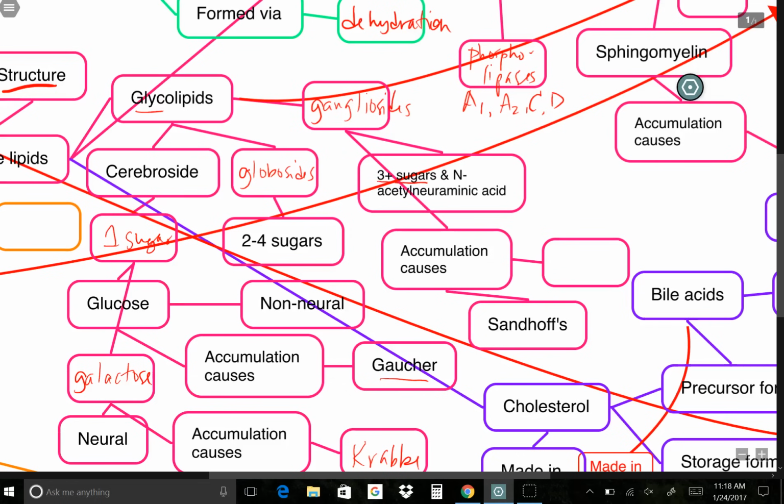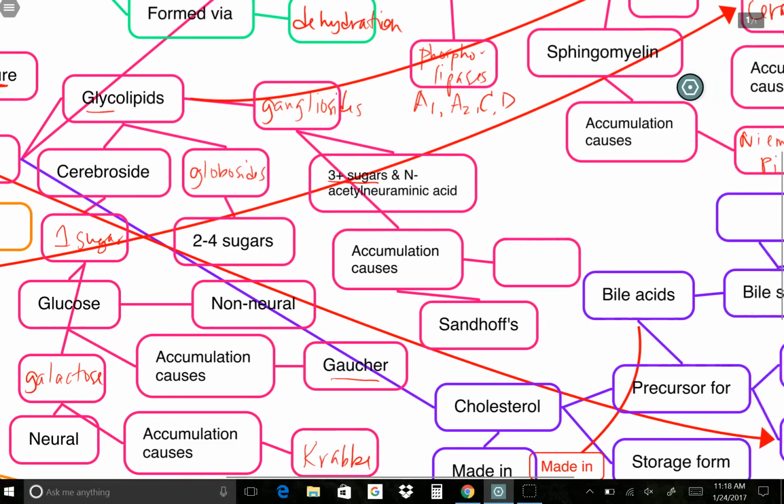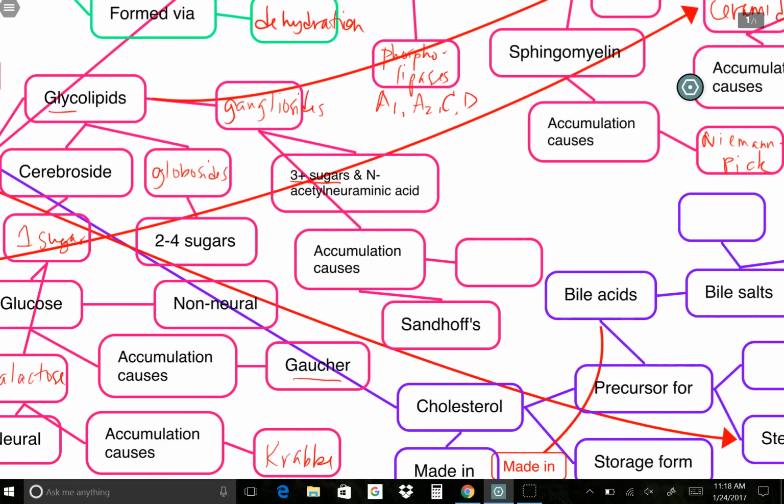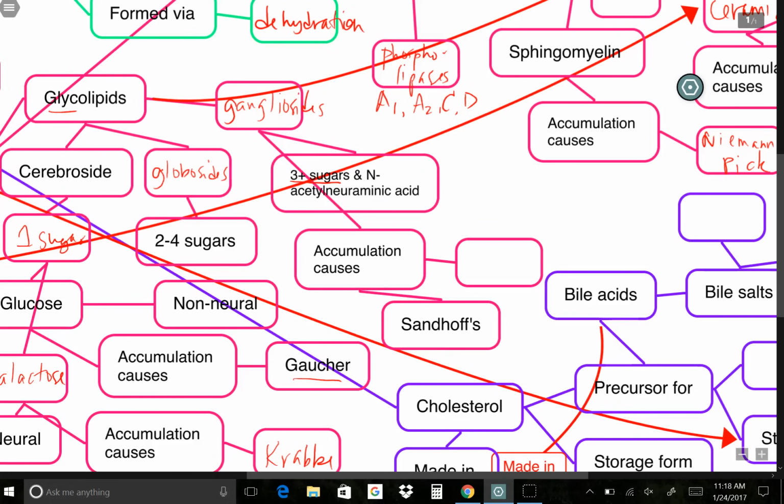Now the types of sugars that we have in there and the pattern that they're attached in will give you different gangliosides. So we'll have different disorders related to which ones will accumulate. So we have accumulation of one type of ganglioside will lead to Sandhoff's disease. Another type of ganglioside that will accumulate will lead to Tay-Sachs.